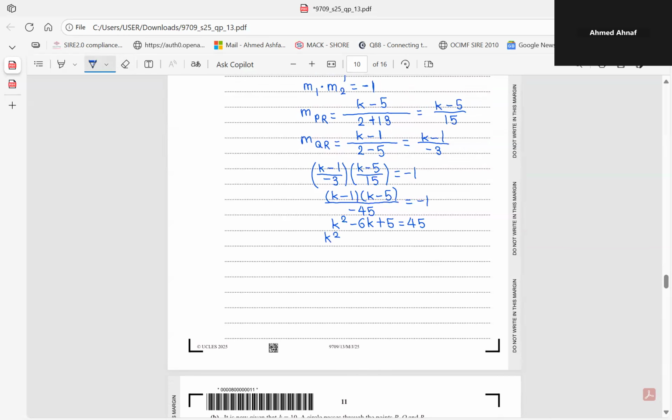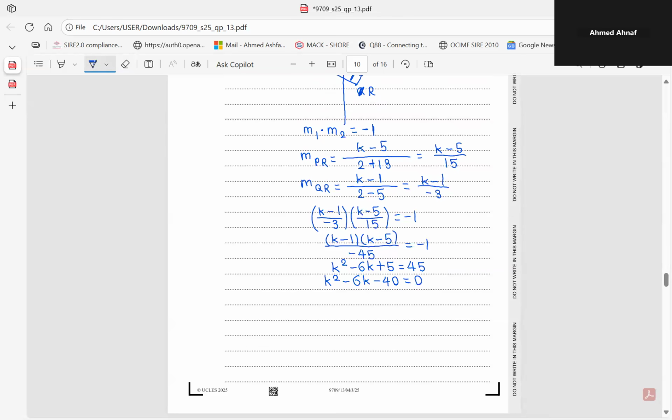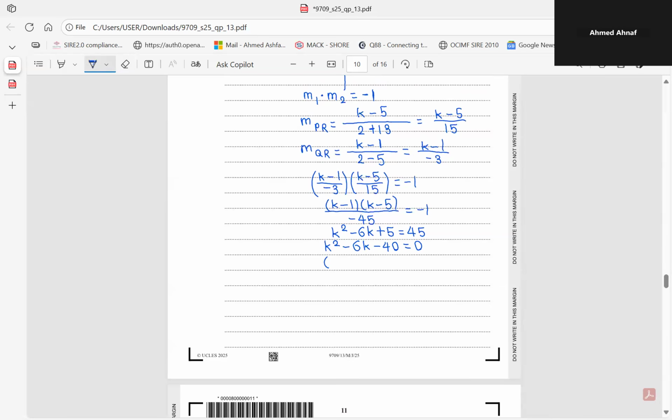Let's move everything towards the left-hand side. So we'll get k squared minus 6k plus 5 minus 45, which is minus 40, equals 0. So here we have a quadratic equation to solve. You can either do it by factorization or using the quadratic formula. Here I'm going to choose the factorization method. You can also use the quadratic formula if that's what you prefer. So this would be k minus 10 times k plus 4.